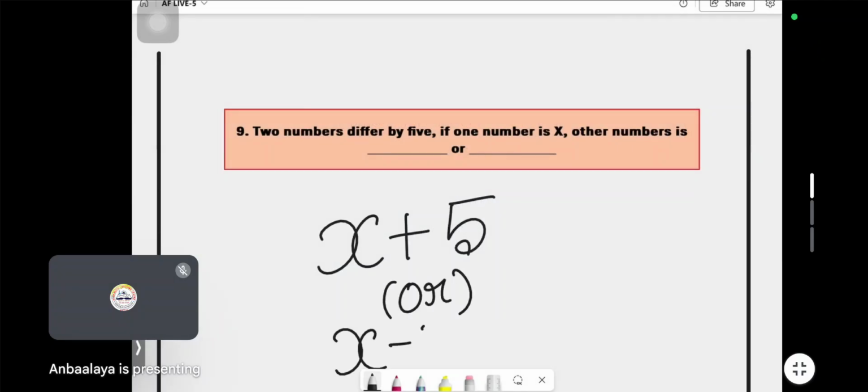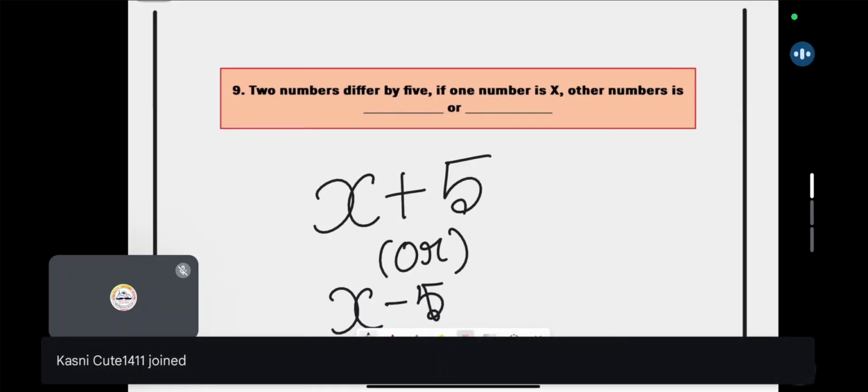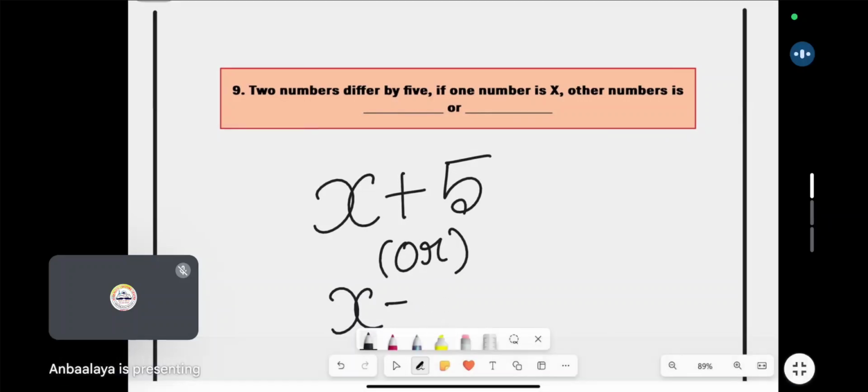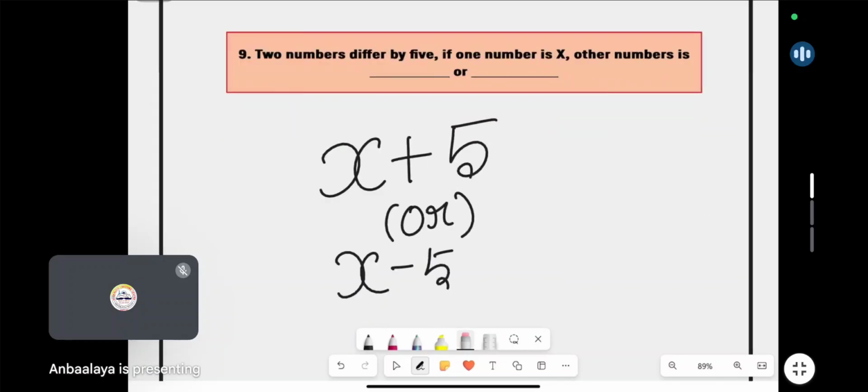X plus 5 or x minus 5. Many of you would write, instead of x minus 5, 5 minus x. That one is wrong. That's why I gave this question. Many of you would write 5 minus x as the answer. That is wrong. You should write x plus 5 or x minus 5. That is the correct answer. So take a screenshot of this one.